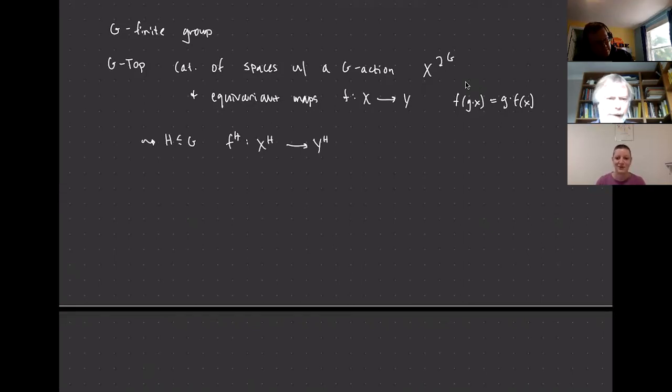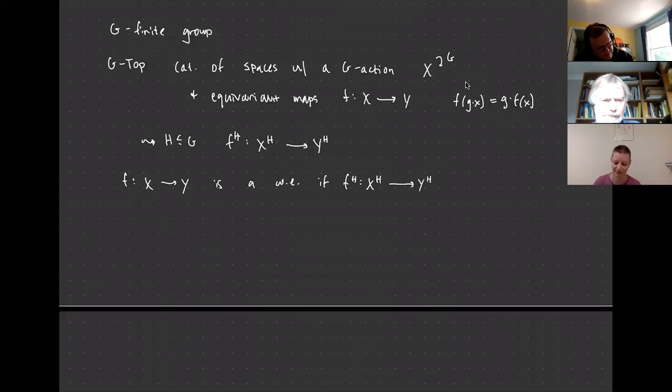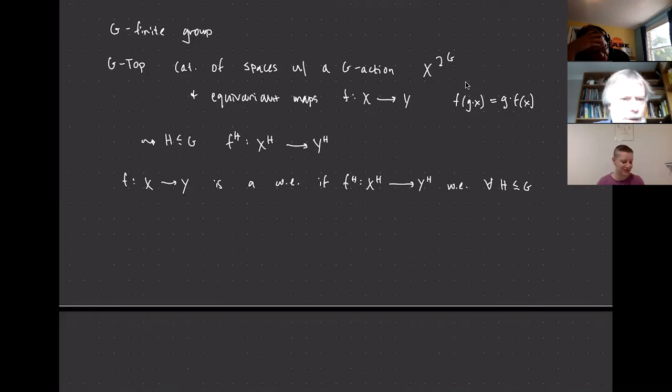Okay, so that's how we're going to define weak equivalences in this world. So some map f from X to Y is a weak equivalence, well, we'll take as our definition, if you look at this restriction to the fixed set, and now those, we could just think of those as non-equivariant topological spaces. And so we'll say that should be a weak equivalence. And let's do that for all subgroups. Okay, so this is a theme that comes up a lot, is that we kind of want to think about all of the subgroups H of G all at once.